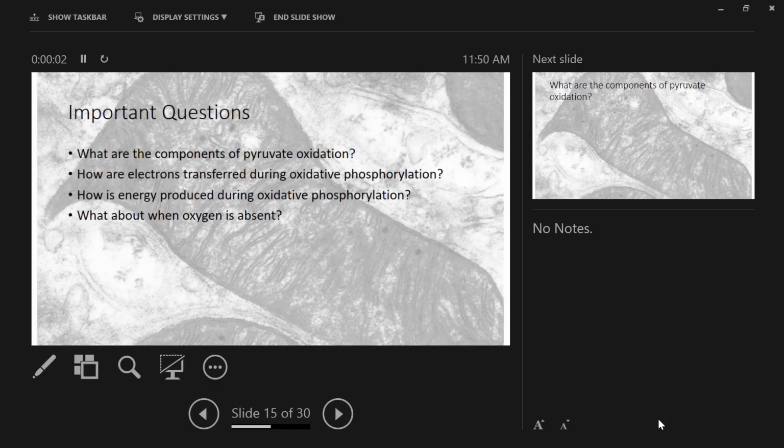Next 4 questions. What are the components of pyruvate oxidation? So remember, step 2 is pyruvate oxidation and the Krebs cycle. Question after that, how are the electrons transferred during oxidative phosphorylation? How is energy produced during oxidative phosphorylation? And what about when oxygen is absent?